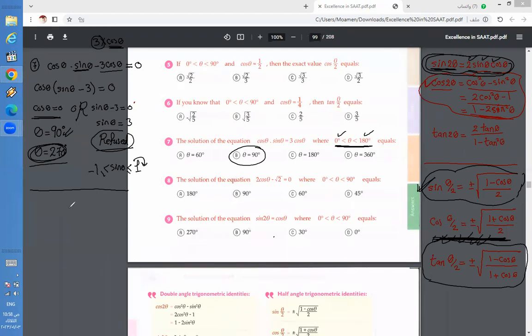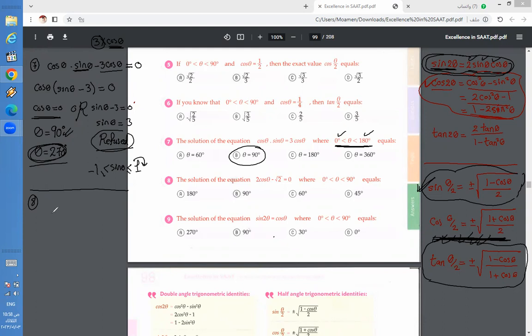The solution of the equation 2 cosine theta minus root 2 equals 0, where theta is between 0 and 90. Mr., I think we had to use the rule, but I forgot it. We took this problem before.